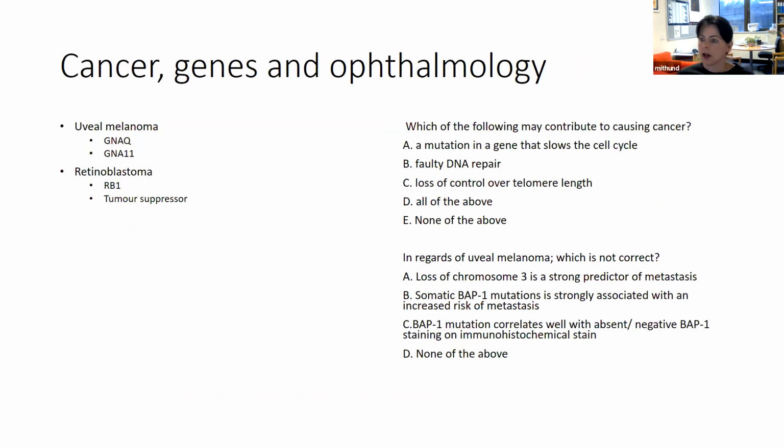Okay, so I've got some other questions. So cancer genes and just some key genes to be aware of that might come up. Ones that we definitely look at when we're looking at panels of genes from multiple cancers: GNAQ and GNA11 come up. Obviously from retinoblastoma, knowing that it's a tumor suppressor gene, RB1. So there's a couple of questions here. Which of the following may contribute to causing cancer?